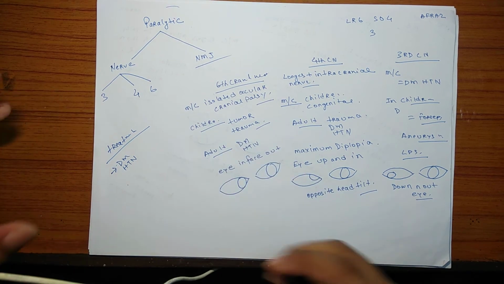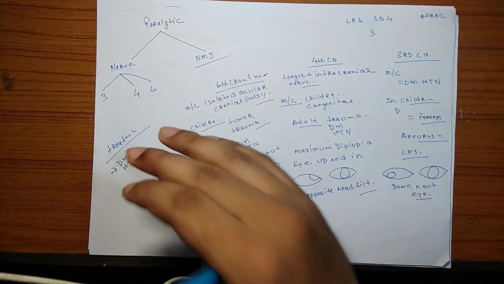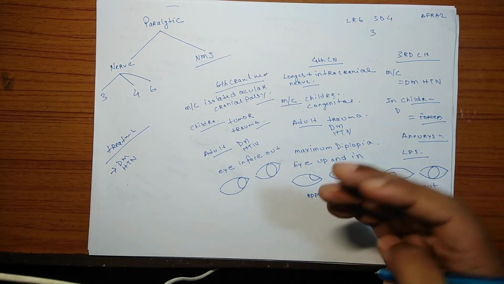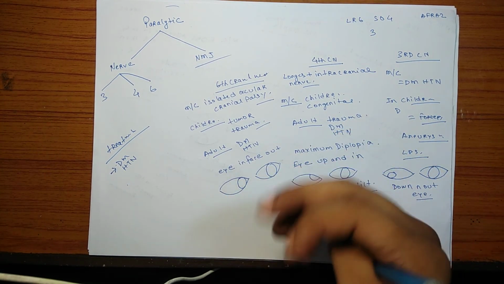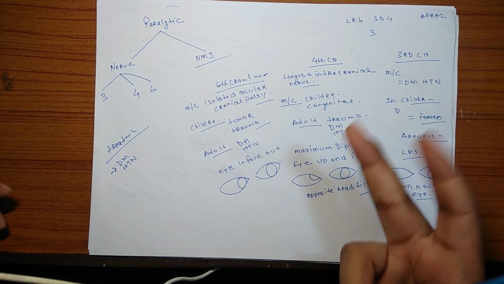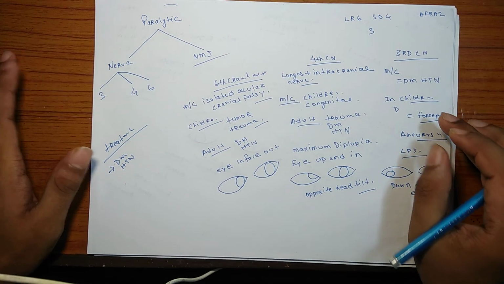For treatment, we are treating the underlying cause, hypertension and diabetes, and it will take around 3 to 6 months to heal the nerve. During this period there will be a lot of diplopia. We will treat the diplopia by giving a patch, or we might be using botulinum toxin, or a prism. So that's about the paralytic squint.